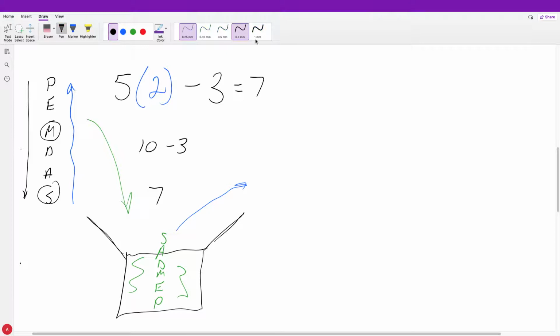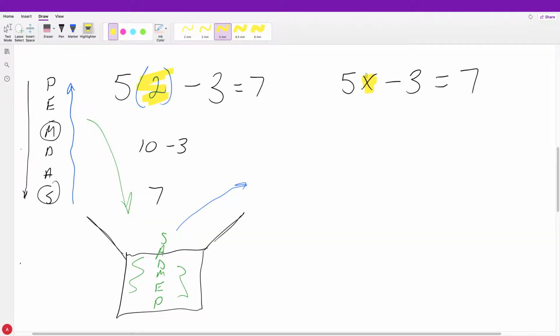So when we are solving, if I give you 5x minus 3 is equal to 7, and the reason why I wrote that in blue is you'll see, we know that this x is going to be equal to 2 just based on the problem that we just did. But I'm going to show you how we do our PEMDAS in reverse.